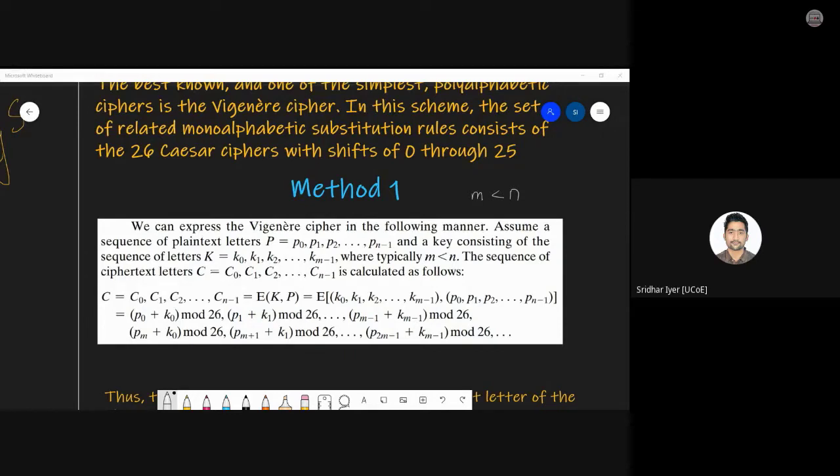So basically, we can say that the length of the key should be less than the length of the plain text. Am I clear? Fine. So whatever be the plain text, the key has to be lesser in size as compared to the plain text.